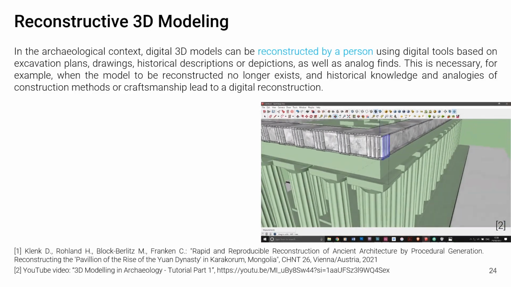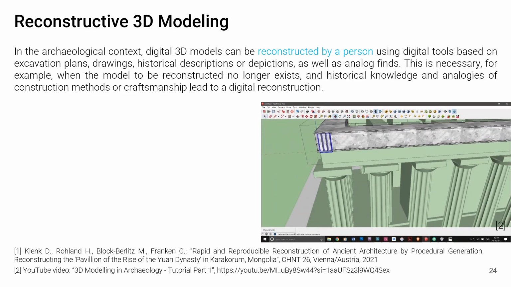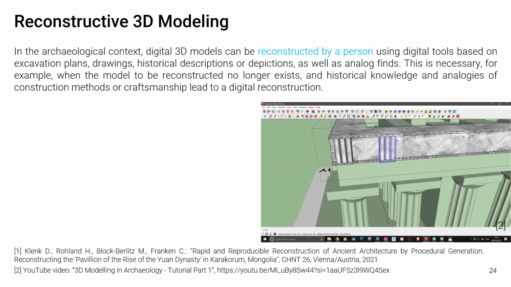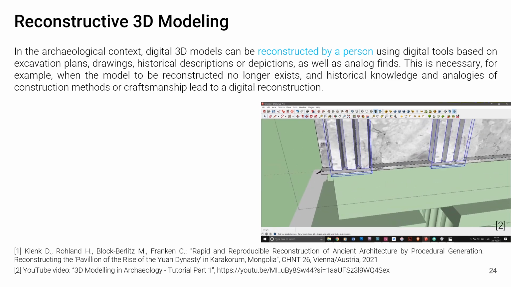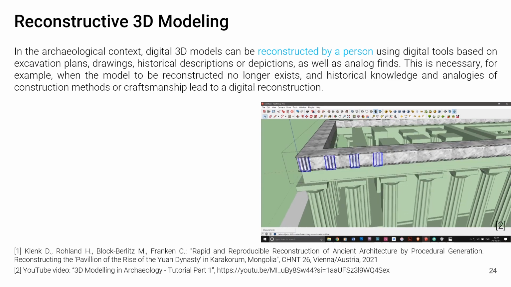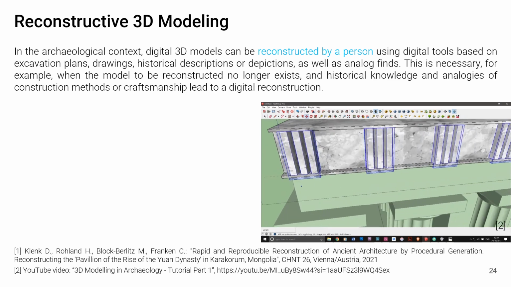In the archaeological context, digital 3D models can be reconstructed by a person using digital tools based on excavation plans, drawings, historical descriptions or depictions, as well as analog finds. This is necessary, for example, when the model to be reconstructed no longer exists and historical knowledge and analogies of construction methods or craftsmanship lead to a digital reconstruction. This reconstruction may also change with new insights.